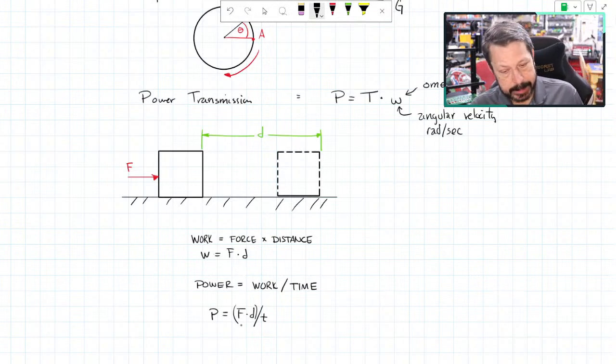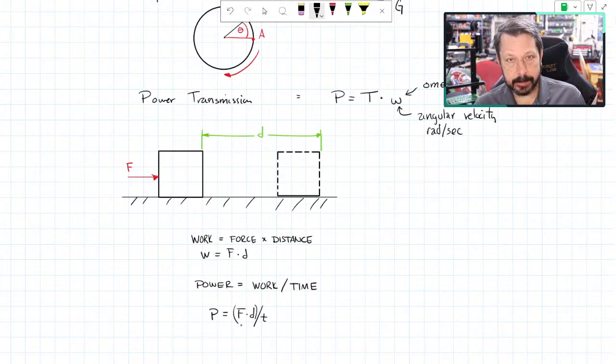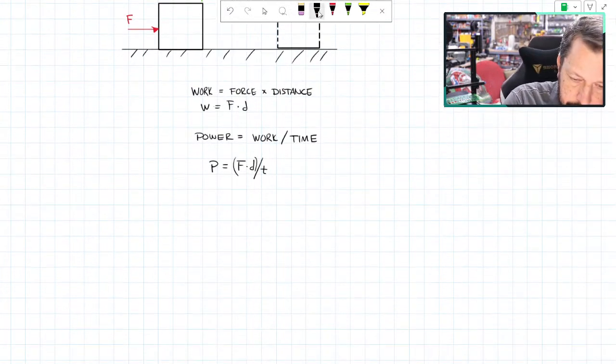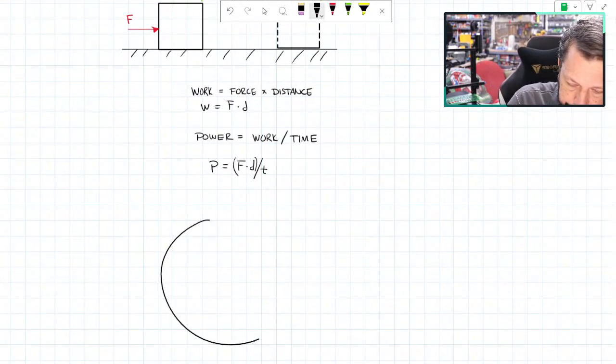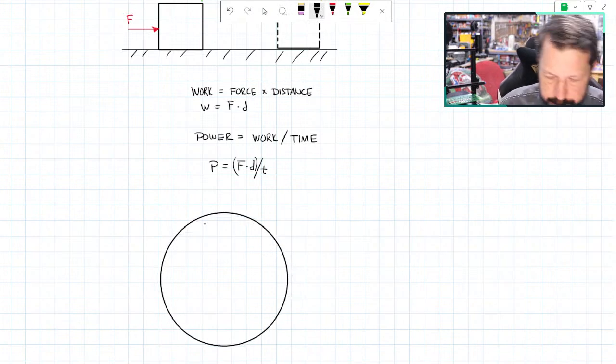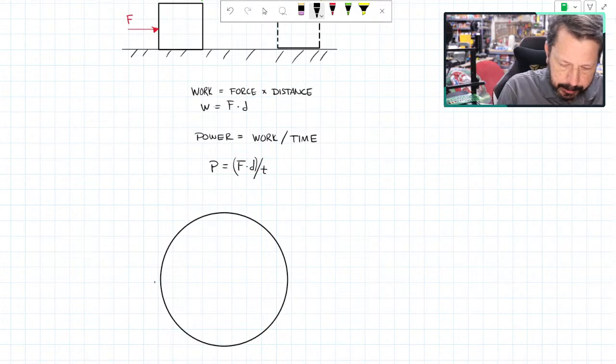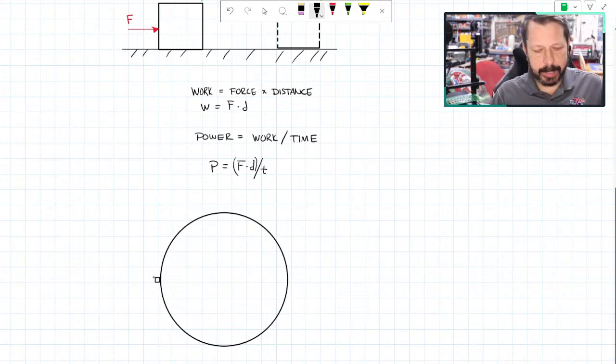But this is for sliding a box. So let's take this same idea and let's spin a shaft. So let's go over here and here's our shaft, the end of our shaft. And let's say that we've got a little box here on the surface of our shaft. That box could be a piece of the shaft.